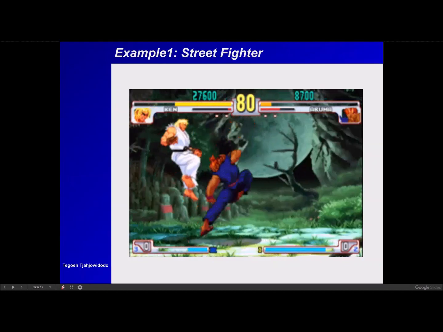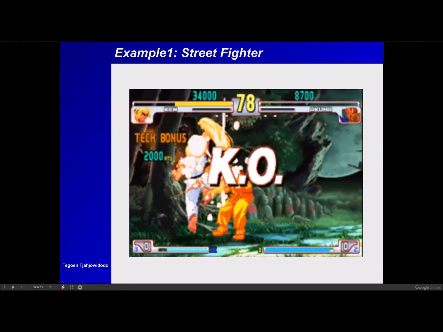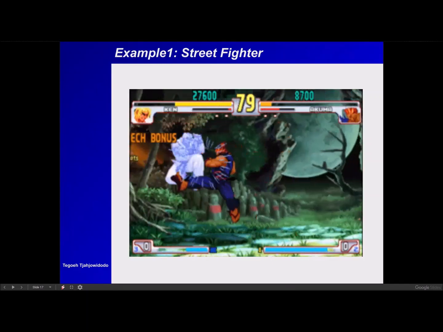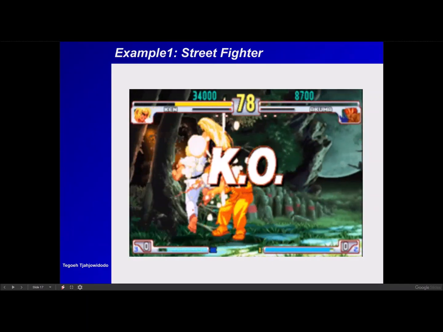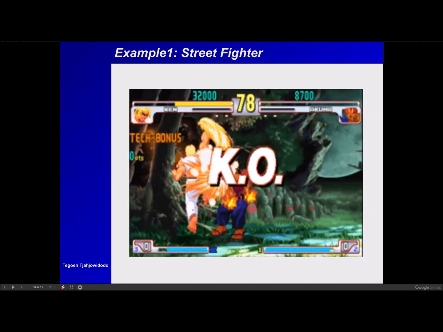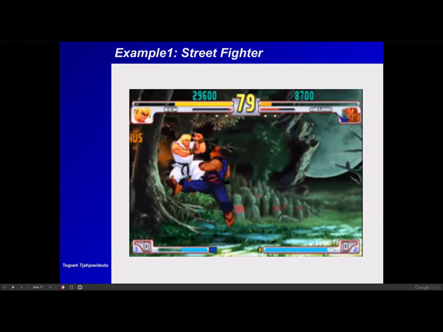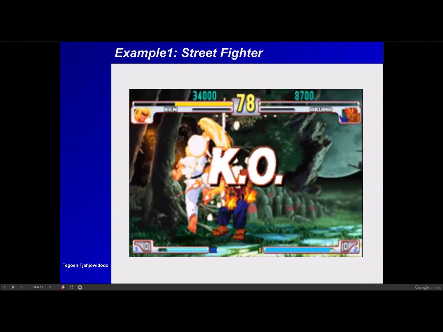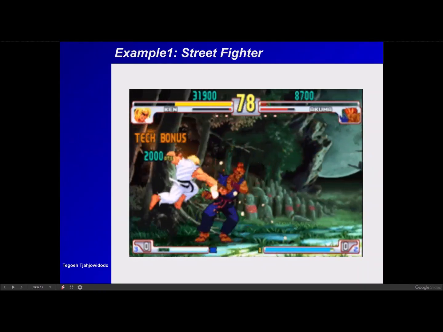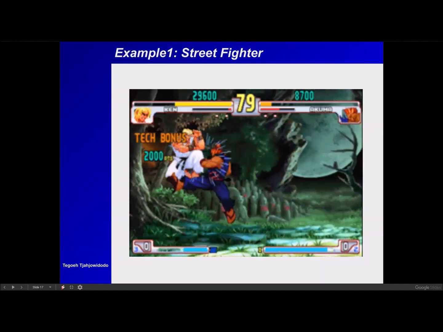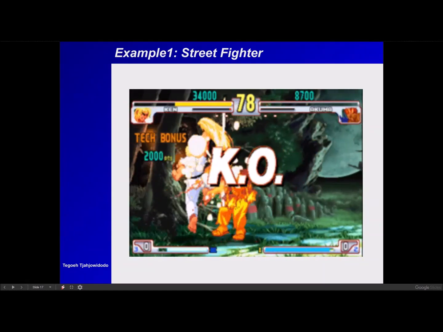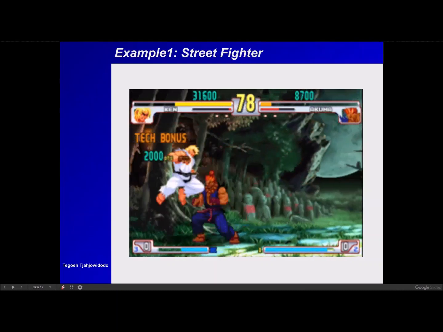where each player, either you are playing with your friend or a computer, can have three moves. The character can kick, it can punch, it can do a special movement. So there are three actions: kick, punch, and special.